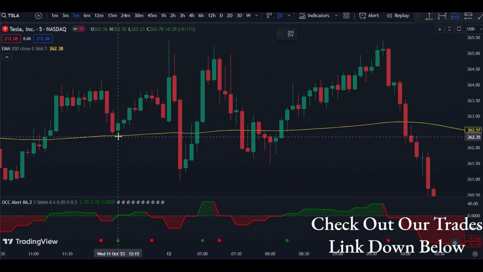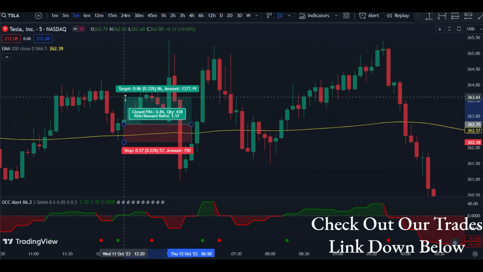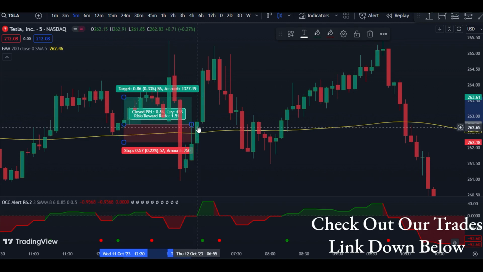Right, so we're going to be doing our long positions right here. We can see the price action is closing above the 200 EMA. It did wick down a little bit, but we can see a red buy signal appearing, so we can take our long position. And with the 1.5 risk reward ratio, we hit our profit target.